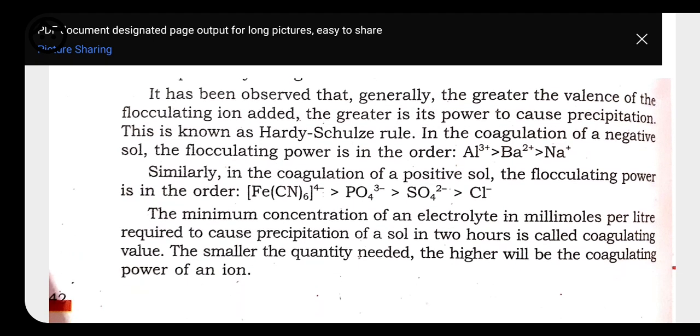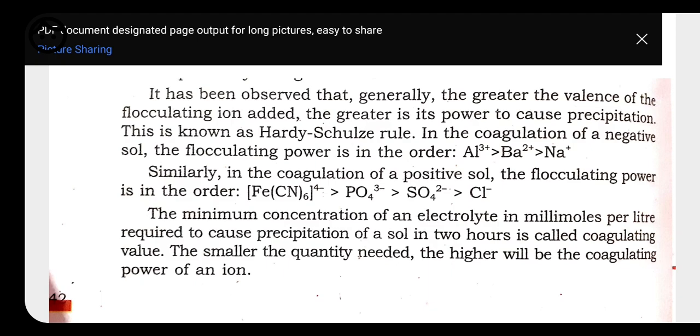Like for aluminium 3 plus, the coagulating value is 0.093. If we compare this with sodium, sodium has one positive charge but its value is 51, which is more than aluminium's 0.093. This is the coagulating value, but the coagulating power of aluminium is more as compared to sodium.